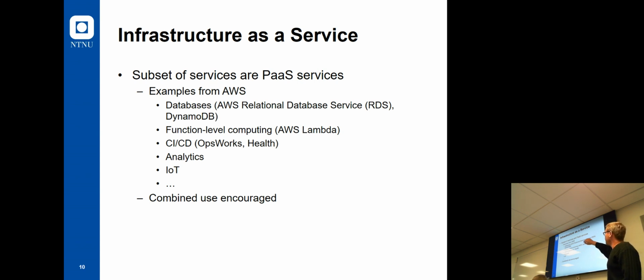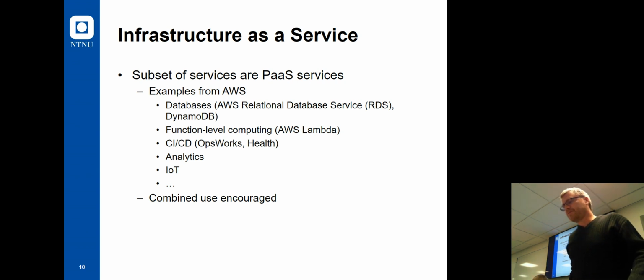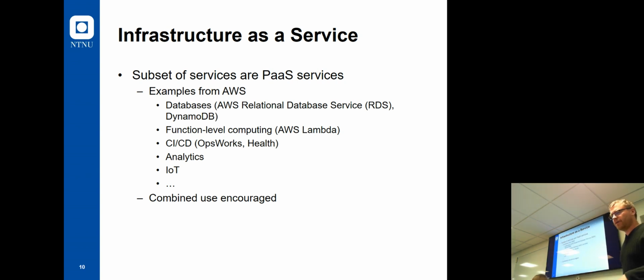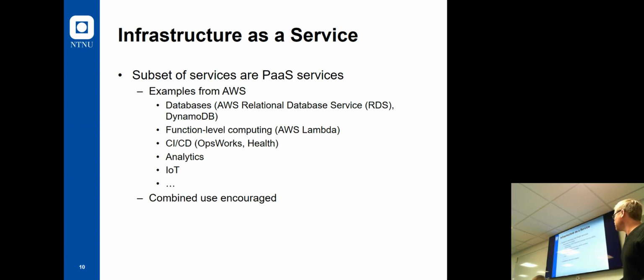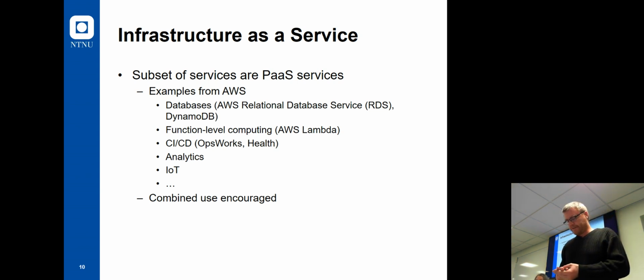So that could include databases, the AWS relational database RDS itself, function level computing or serverless computing as it's called. There will be another session on that one specifically, but also continuous integration and so on, analytics, and a lot of further features that are available as part of AWS specifically.